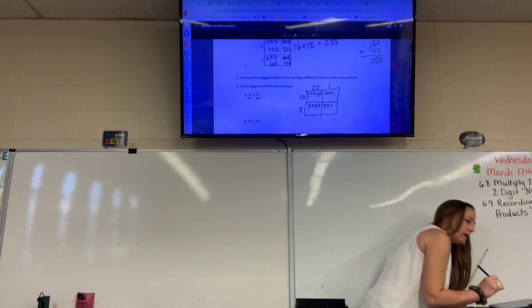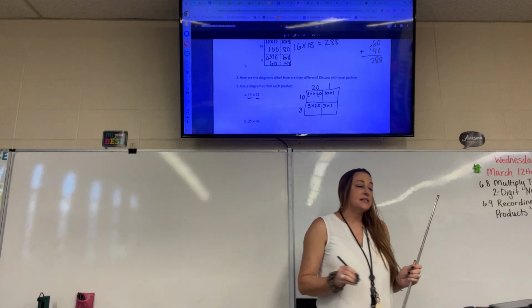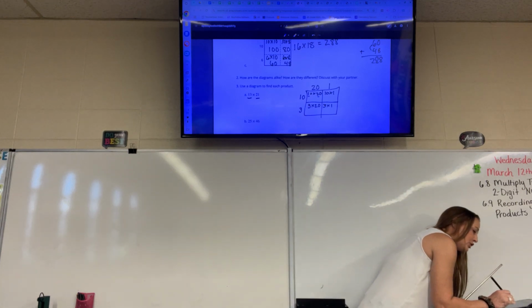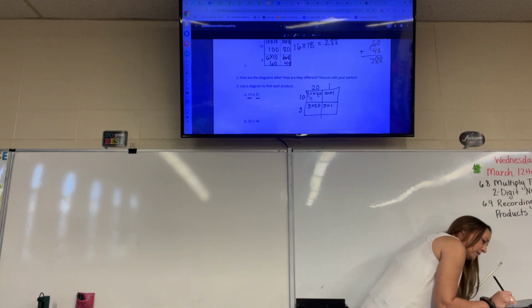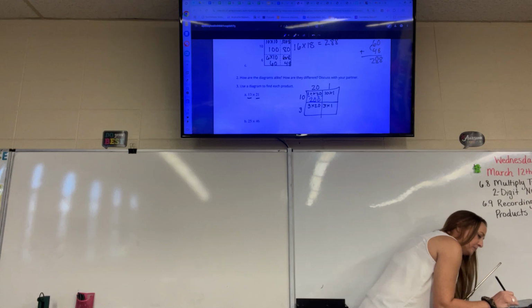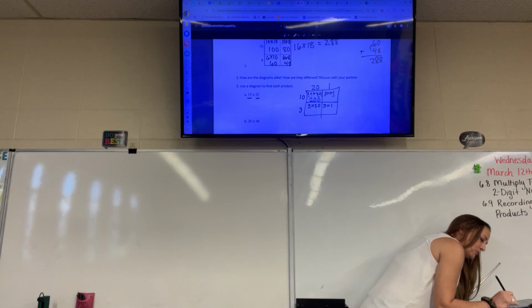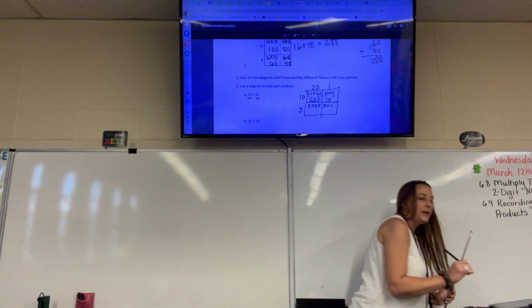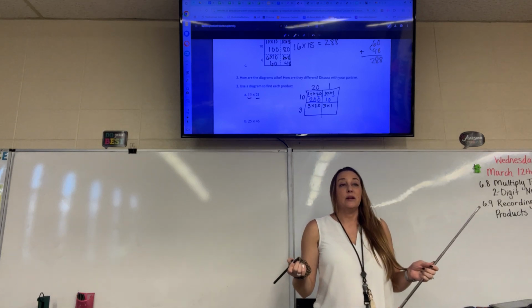Basic facts. I'm going to underline. I recommend you do the same. What is 1 times 2? 2. 1 zero, 2 zeros. Okay? On this next box, we're going to do 1 times 1, which is 1. Add on a 0. And that makes sense because 10 times 1 is 10.